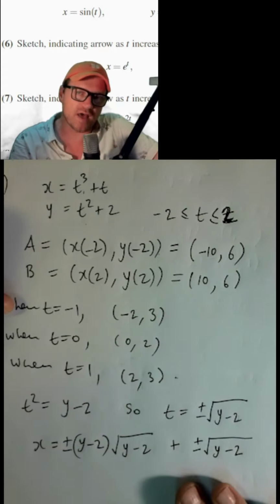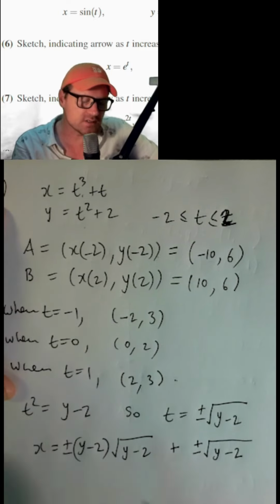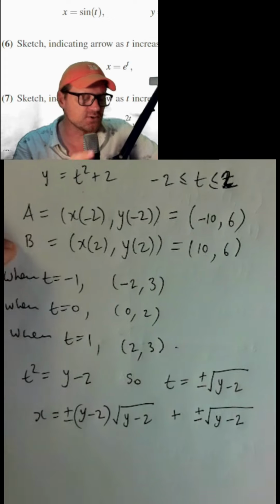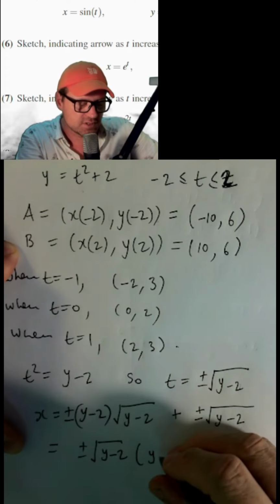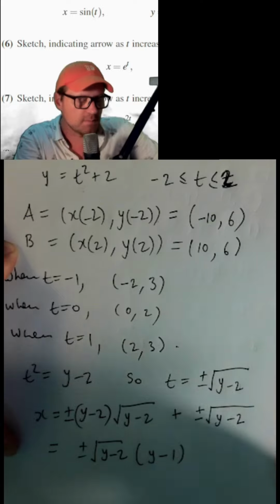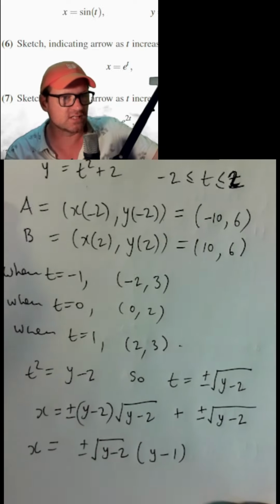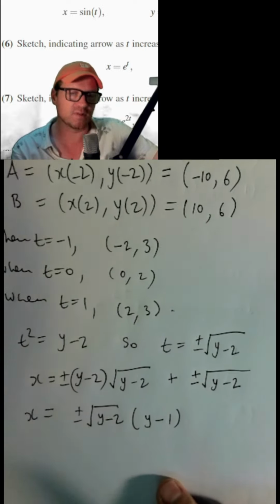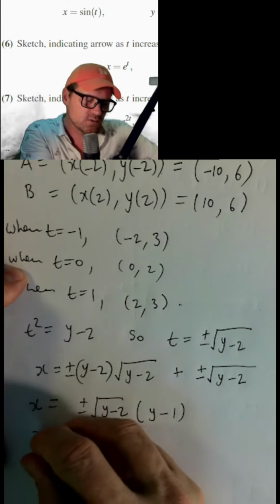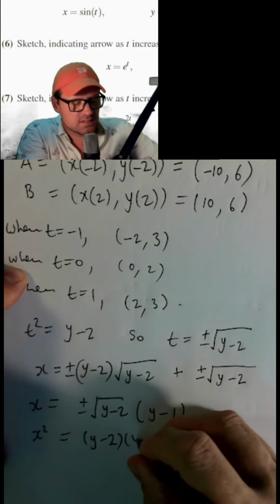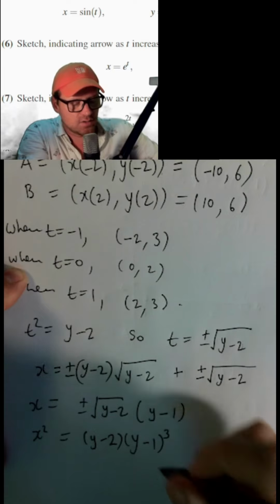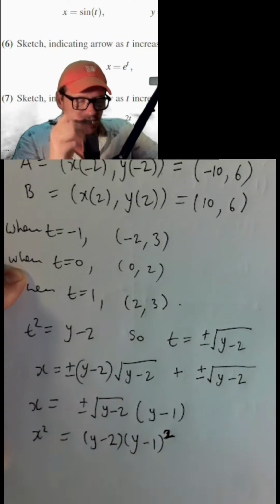Okay, so we'd probably rather not have a plus or minus in here. So let's factor out the plus or minus square root of y minus 2. So then we have left over y minus 2 plus another 1, which is y minus 1, and this is x. So now if we square both sides, we can get rid of this plus or minus and the square root. So we have x squared equals y minus 2 times y minus 1 cubed. Or sorry, squared. y minus 1 squared.